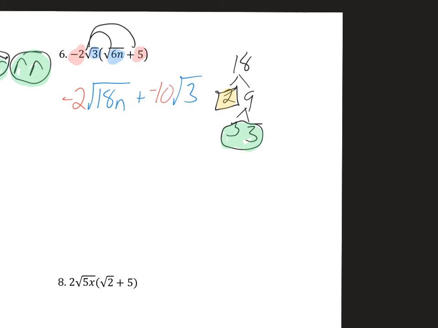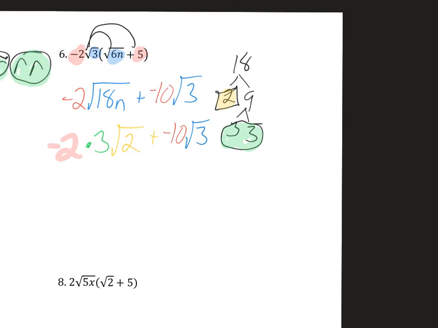Okay, so I have a negative 2 times that 3 and a radical 2 plus, I couldn't do anything with the 10, so I have negative 10 radical 3, or I could have just said minus 10. It's the same thing. Plus a negative is the same thing as saying minus.